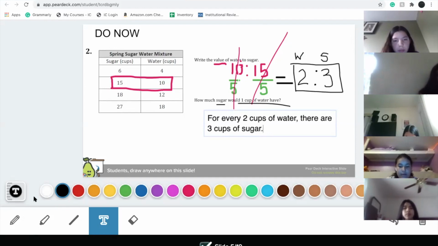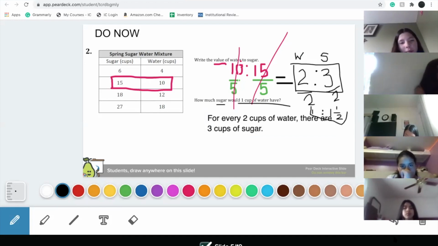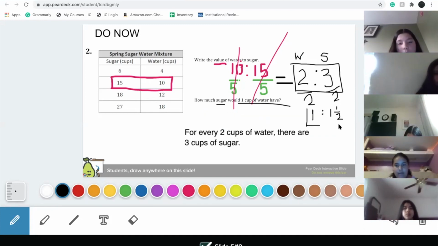So if you wanted to get 1 cup of water, I'm not going to spend too much time on this because this is going to be a decimal, but you would divide this by 2, and that becomes 1. And whatever you do to one side, you do to the other. And from yesterday, as a review of decimals and mixed fractions, this is 1 and 1/2. So for every 1 cup of water, there are 1.5 cups of sugar.